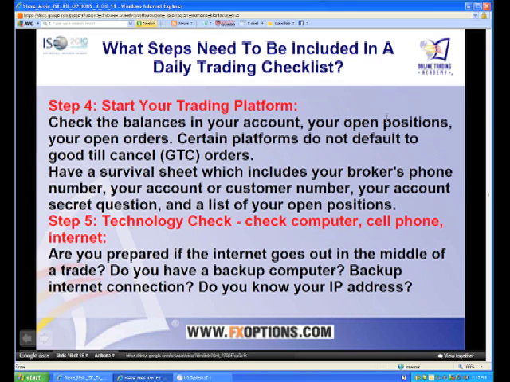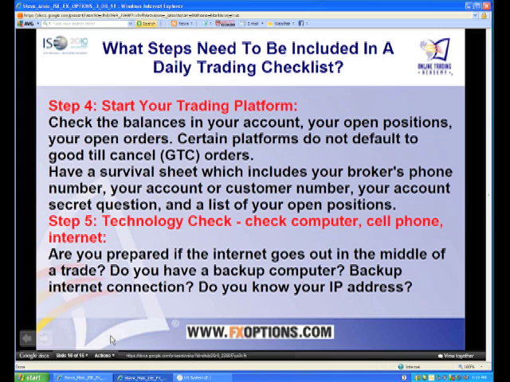Do you have a backup computer? We had some issues today with the internet in the classroom. And so do you have a backup internet connection, a wireless air card? Another thing, if you happen to call for technical support, a lot of times nowadays they're going to want you to tell them what your internet protocol address is, your IP address. So do you know how to find that information?